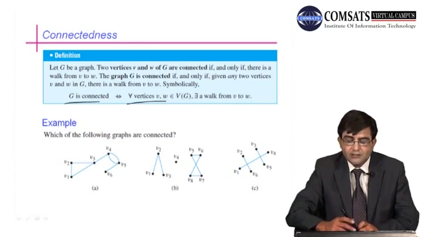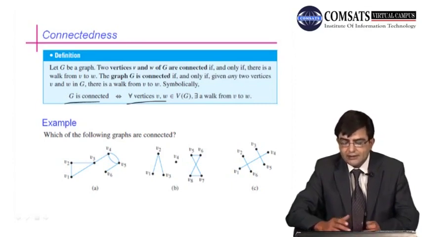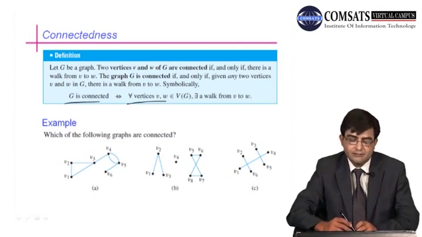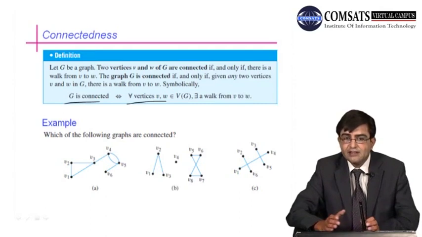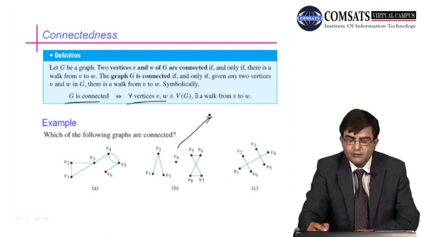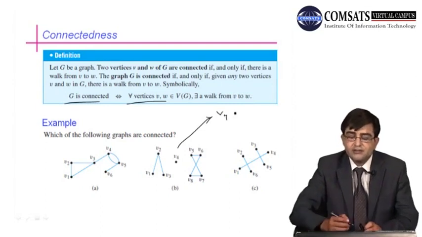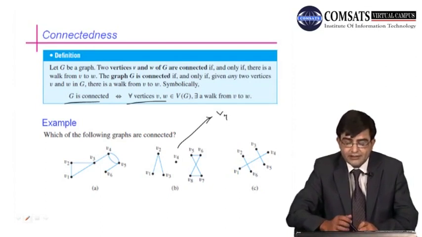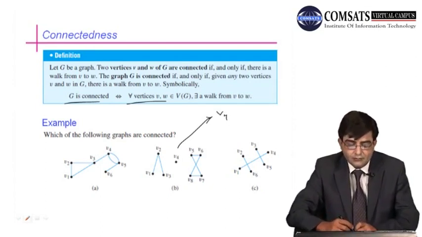You can add here that it must not be merely a trivial walk, because trivial walks could also exist for isolated vertices. If there is an isolated vertex, for example in this graph you have V4, you can write a trivial walk from V4, because it's a trivial walk, but this graph is not connected, as we'll discuss later.